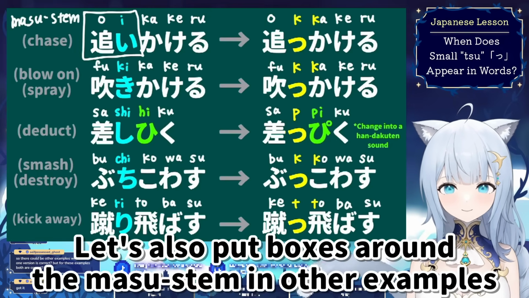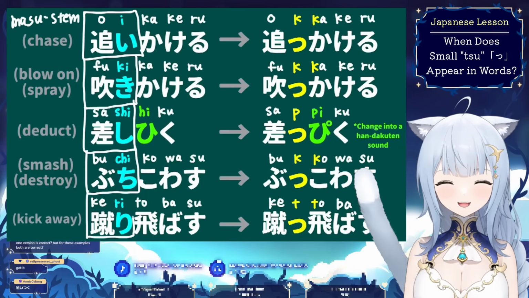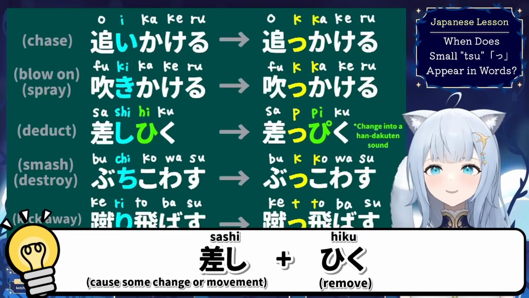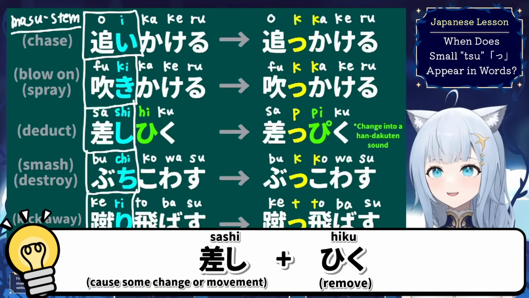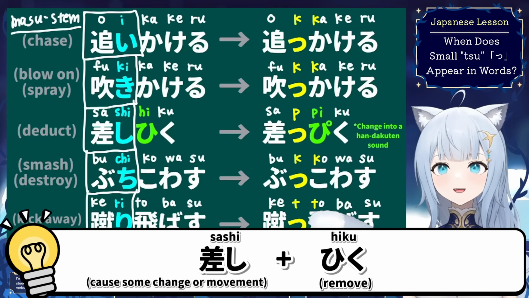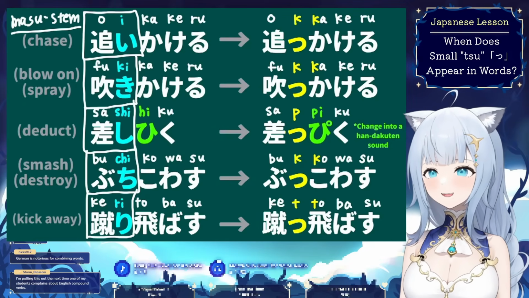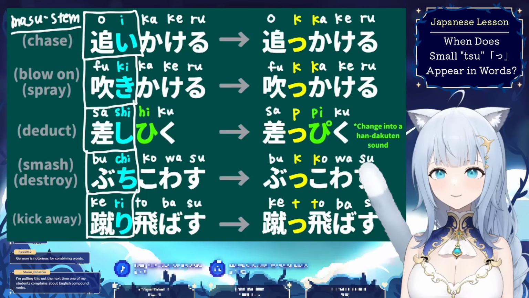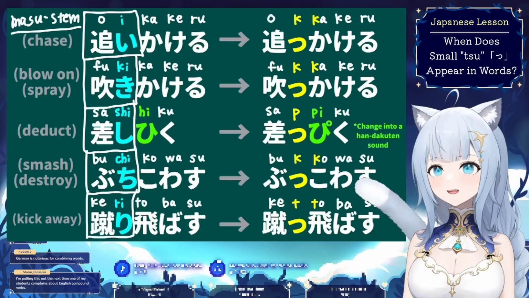So let's write this here too. 吹き, 刺し, ぶち, and 蹴り are masu stems. And the third one, 刺し引く, deduct. This 刺し is also masu stem of 刺す. But the last sound of the first verb is shi, right? Sashi, shi. Oh, so it will be changed into small tsu. Sahiku. Oh, but no, it's sapiku.